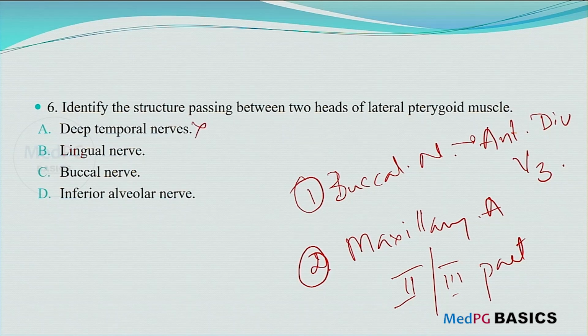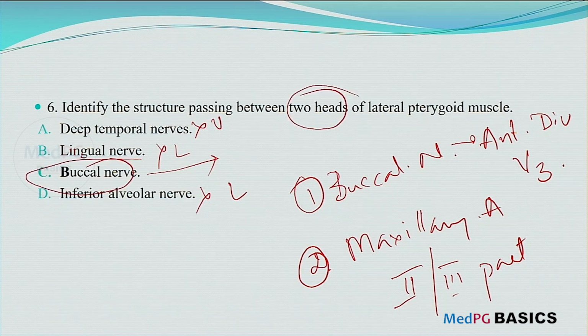So not deep temporal nerves. Deep temporal nerves come out along the upper border. The lingual nerve and the inferior alveolar nerve come out along the lower border, and the buccal nerve is the one only coming between the two heads. So the answer is C.